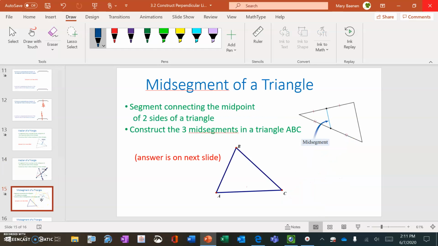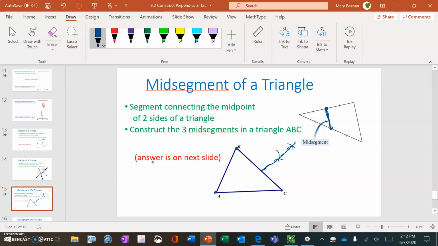A midsegment is a segment that connects the midpoints of two sides of a triangle. So if this is the midpoint of that upper side, and this is the midpoint of this lower side, if I connect them with a segment, that's called a midsegment. So it says construct the three midsegments in triangle ABC. So if I start here and make an arc from both endpoints, open up my compass a little bit wider, make two arcs coming down, this would be a midpoint.